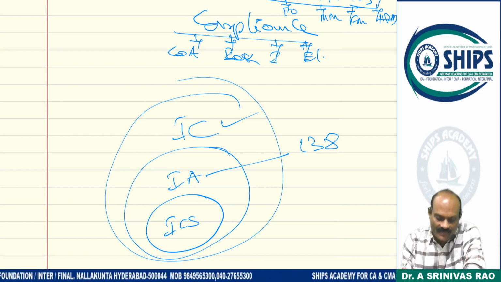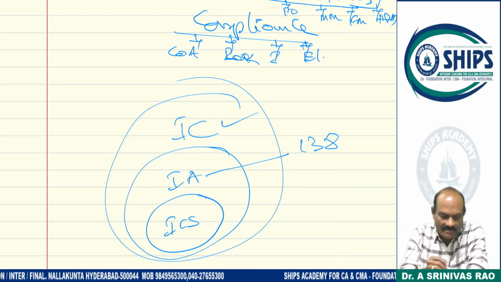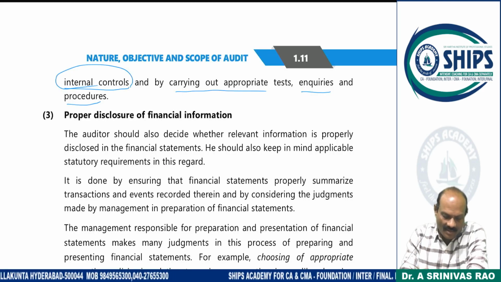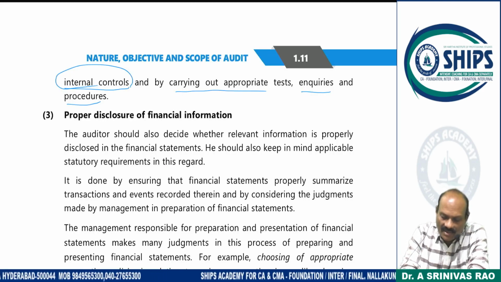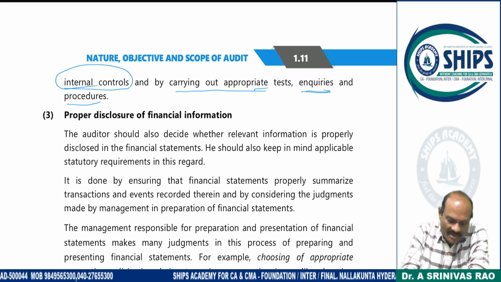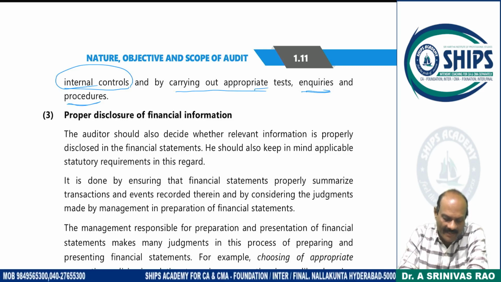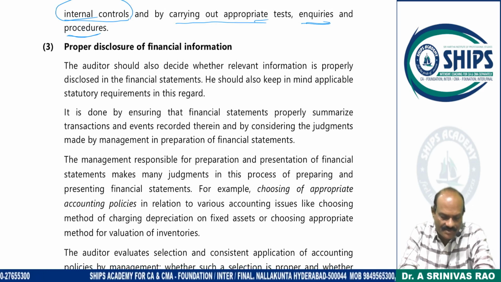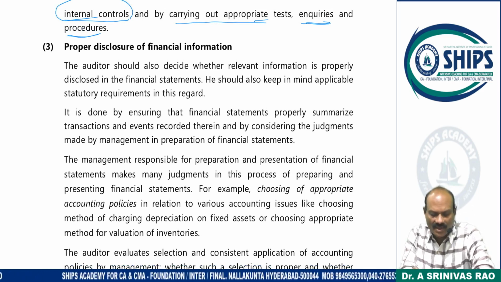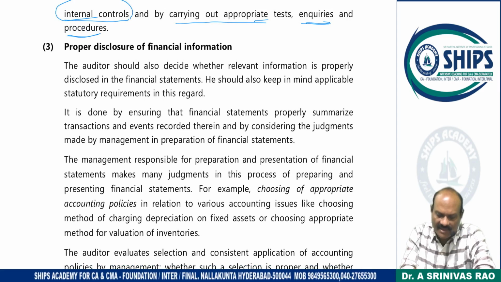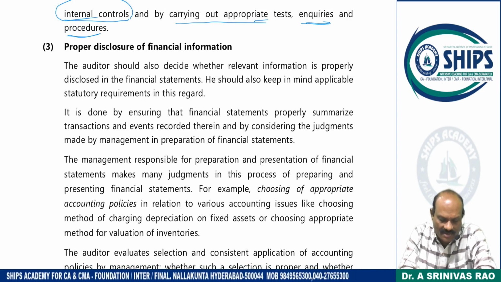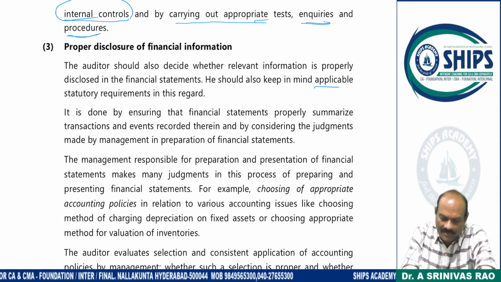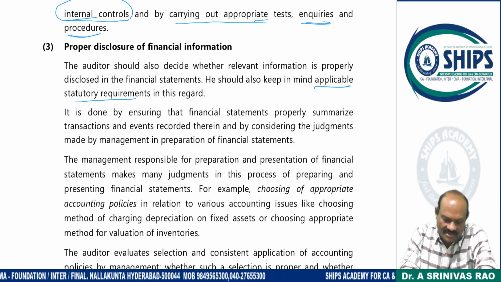Right? Okay, these points will come back again, since the word internal control has come and I gave its meaning. The auditor carries out appropriate tests, inquiries and procedures on internal controls. And now, guys, proper disclosure of the financial information. The auditor should also decide whether relevant information is properly disclosed in the financial statements, keeping in mind applicable statutory requirements.